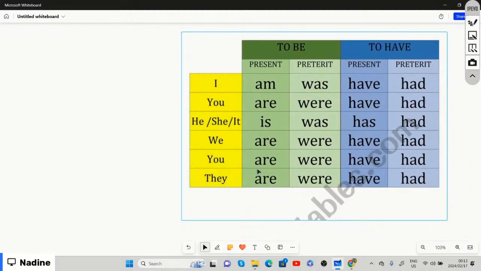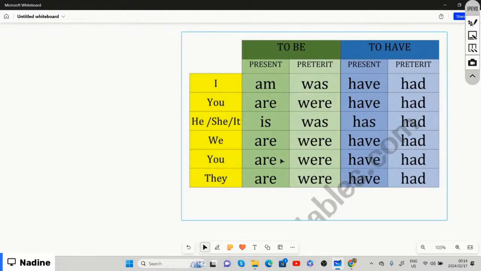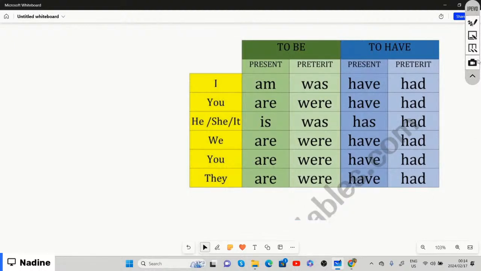So basically the emphasis is mainly on these words, for example, am or was, you or were, it or was. Remember our chapter is to be or to have. So, for example, if we use the word to be, and then we use the subject, because these are subjects, which is I.